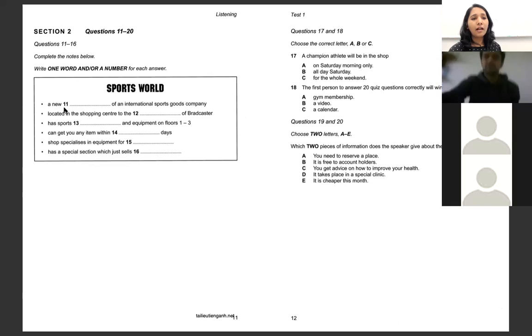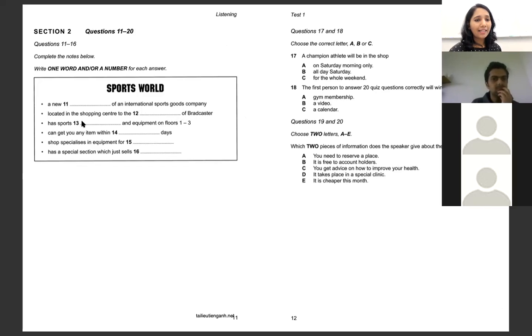So for note completion, our go-to strategy is to predict. So most of your listening questions, we predict the answer. So if you look at it, a new dash of an international sports goods company, a new dash, we have no idea here, some kind of a noun is all that we can say here. Located in the shopping center to the dash of broadcaster. So what do you think could be the answer? Can you predict? The side, to the left of the... yeah, it could be some kind of a direction. North, south, to the left, to the right of this place.